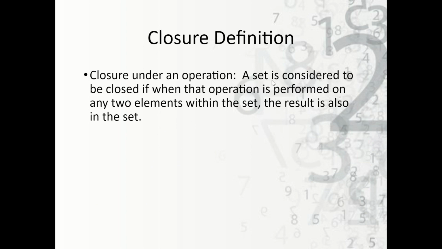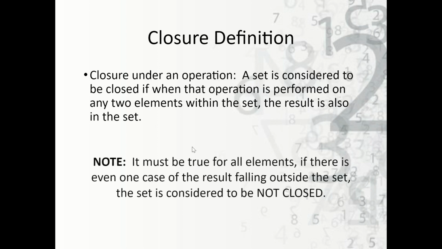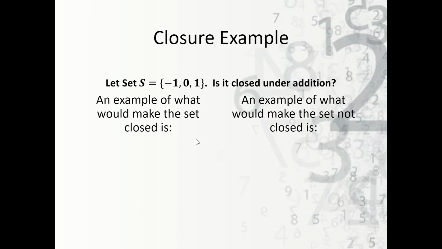Closure under an operation means a set is considered to be closed if, when that operation is performed on any two elements within the set, the result is also in the set. Note that this must be true for all elements in the set. If there is even one case where the result falls outside the set, then it is considered to be not closed. Okay, so let's take a look at what this means.